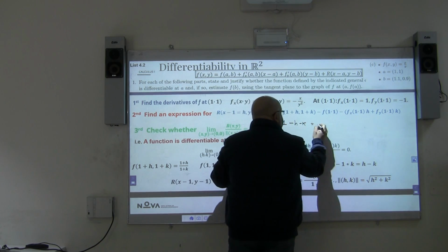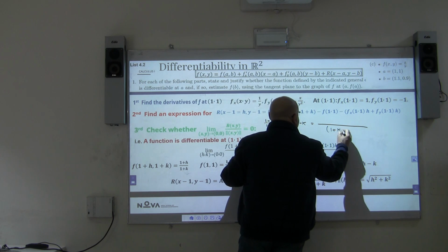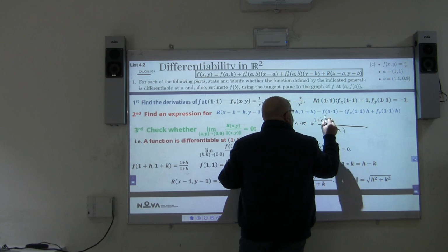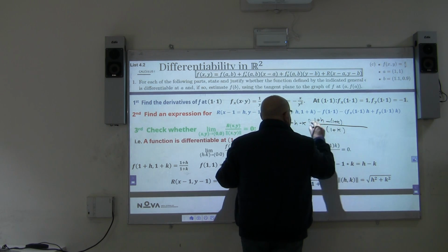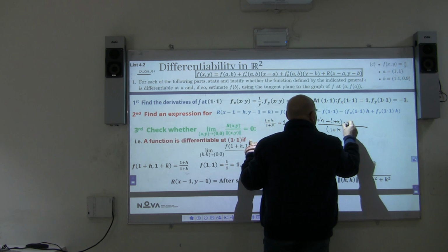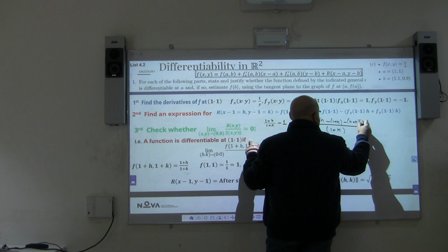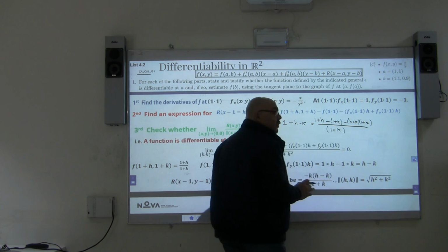In order to simplify, I will have a common denominator, which is 1 plus K. The first term is 1 plus H. The second is minus 1 plus K. The other one is going to be negative of an H plus K times 1 plus K. Then I will try to simplify.